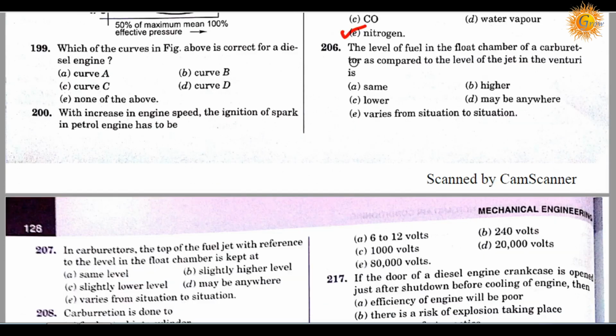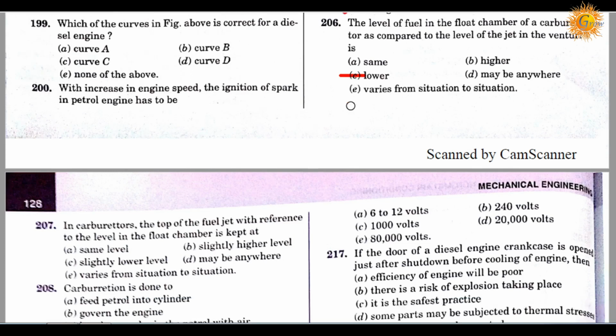Question number 206. The level of fuel in the float chamber of a carburetor as compared to the level of the jet in the venturi is: option A the same, option B higher, option C lower, option D maybe anywhere, option E varies from situation to situation. So the correct answer is C, it will be lower.